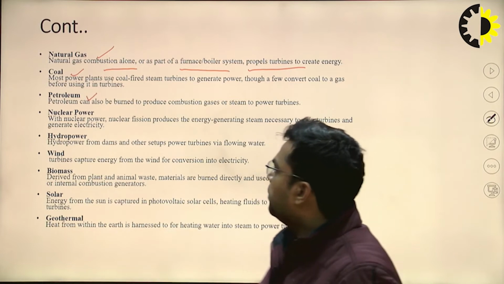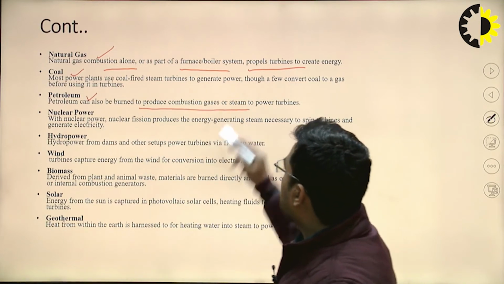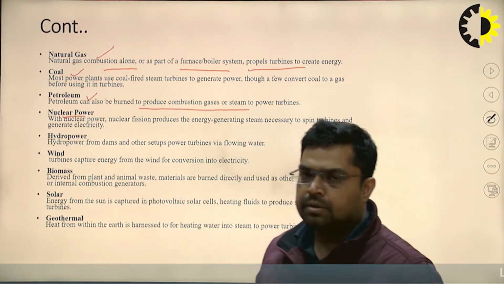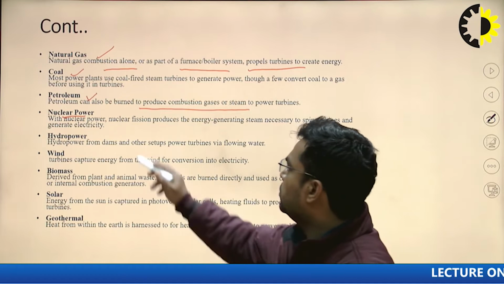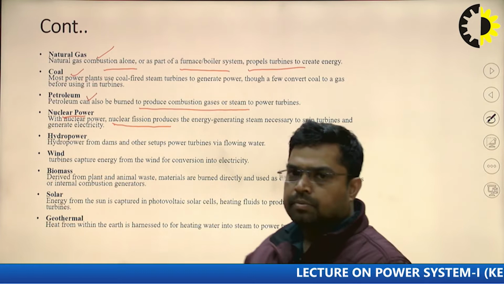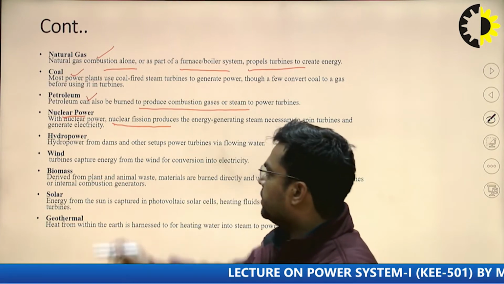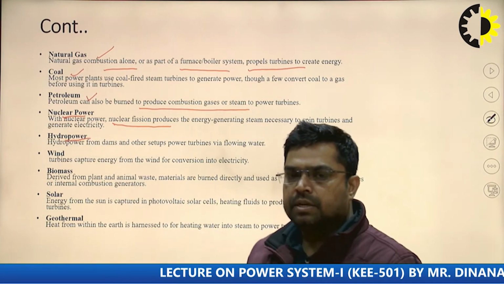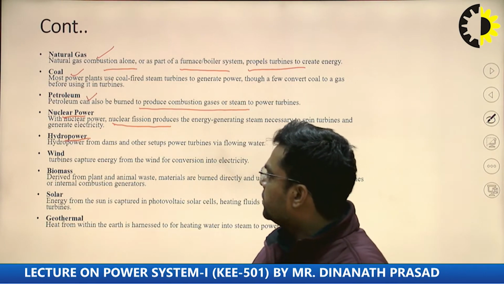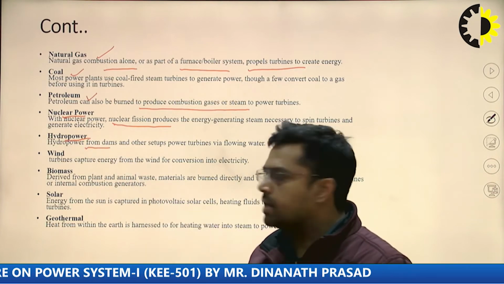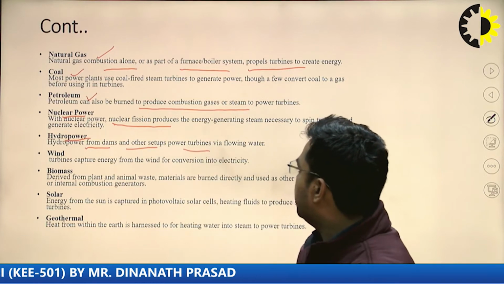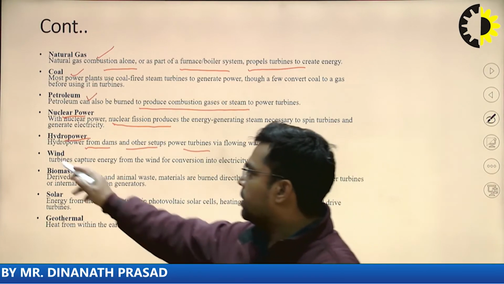Now we come to petroleum. We can burn it and produce combustion gases for steam power plant turbines. Nuclear power plant is one of the sources. We can produce power by the process of nuclear fission, and further it can be used to generate electricity. This is hydropower plant. Basically hydropower plants are classified as small hydropower and large hydropower plants. A large hydropower plant has a dam and other setup for power turbines that are used for flowing water.